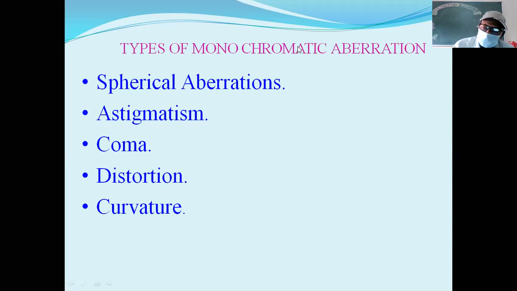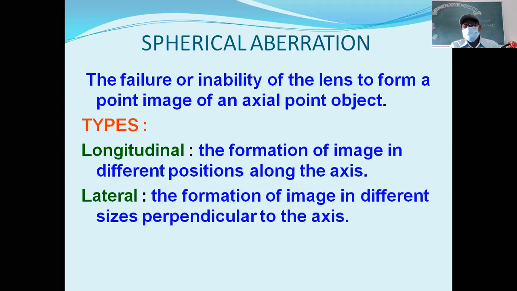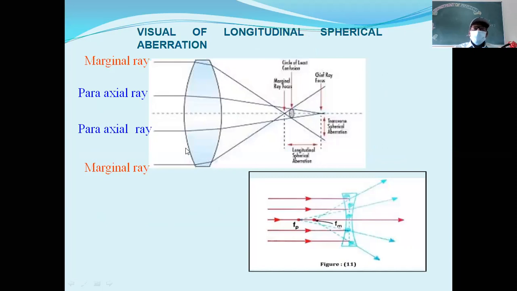Okay, so let us know in detail about spherical aberration. I already told you that if a point object is placed on the principal axis, the image will not be a point image. It is extended along the principal axis. It looks like a sphere. I will show the figure. See here, this is a thick convex lens, its thickness is very high, and it also has a considerable size.